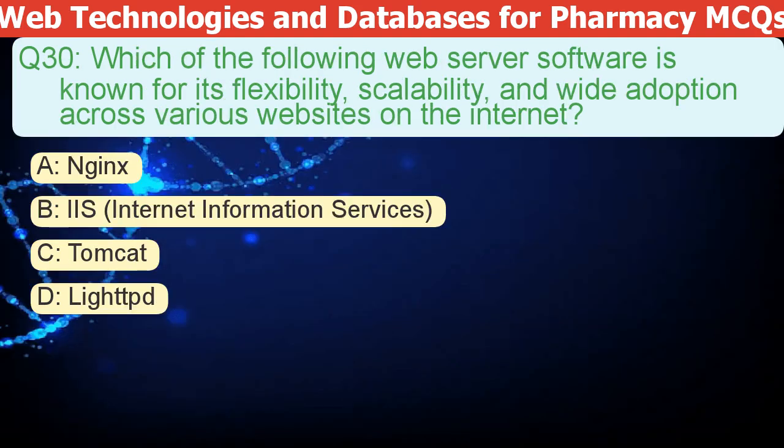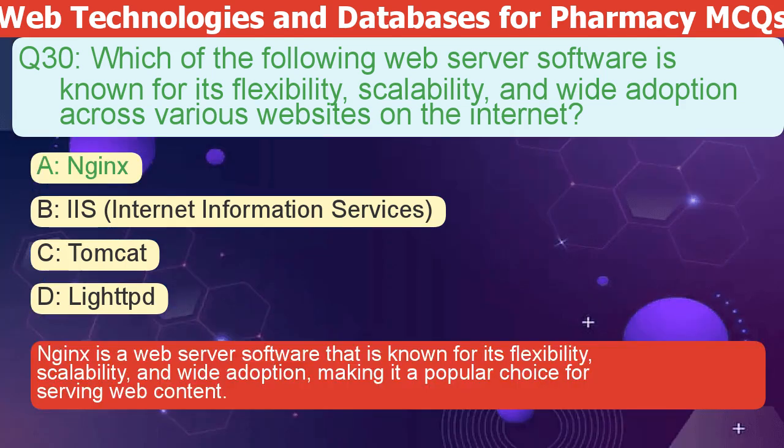Which of the following web server software is known for its flexibility, scalability, and wide adoption across various websites on the Internet? A. Nginx. B. IIS, or Internet Information Services. C. Tomcat. D. Lighttpd. The correct answer is A. Nginx is a web server software known for its flexibility, scalability, and wide adoption, making it a popular choice for serving web content.